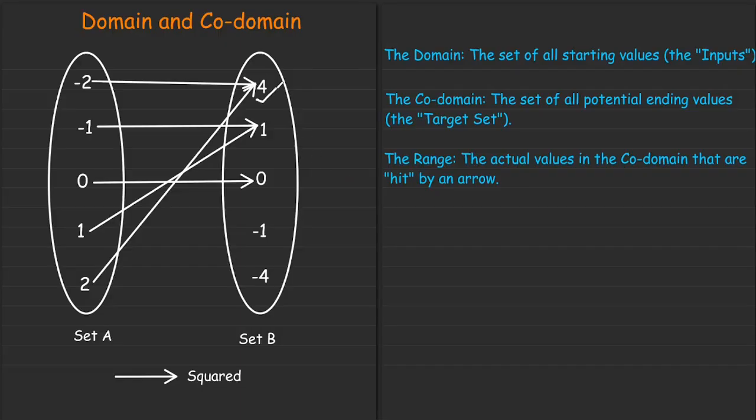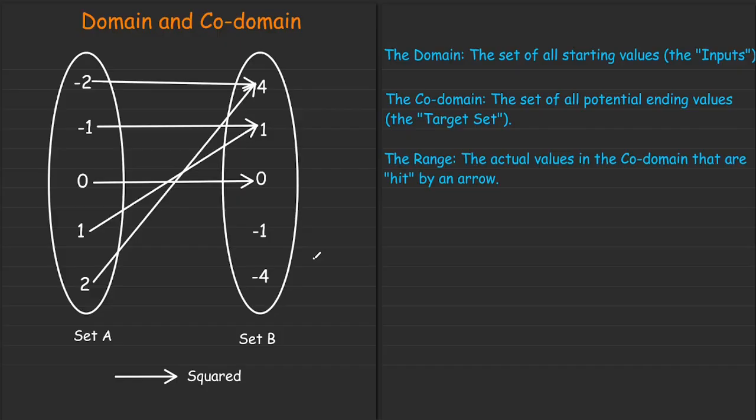So we can say 4 is part of the range because it is hit by an arrow. 1 is also part of the range, and 0 is part of the range. But -1, though it is in the codomain, is not part of the range. -4 as well, though it is also in the codomain, is not part of the range.